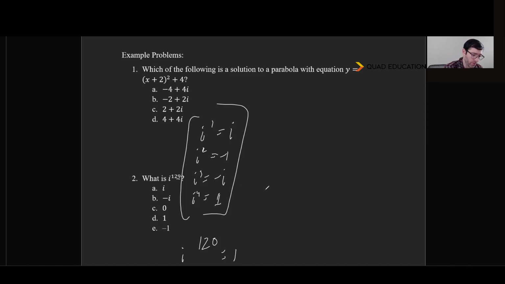And then we basically really need to figure out what i to the 9 is. And that's also pretty easy, because i to the 8th is also 1. So we just have basically i to the 8th times i, which is i, because anything times 1 is itself. And that leads us to a pretty straightforward answer of A.